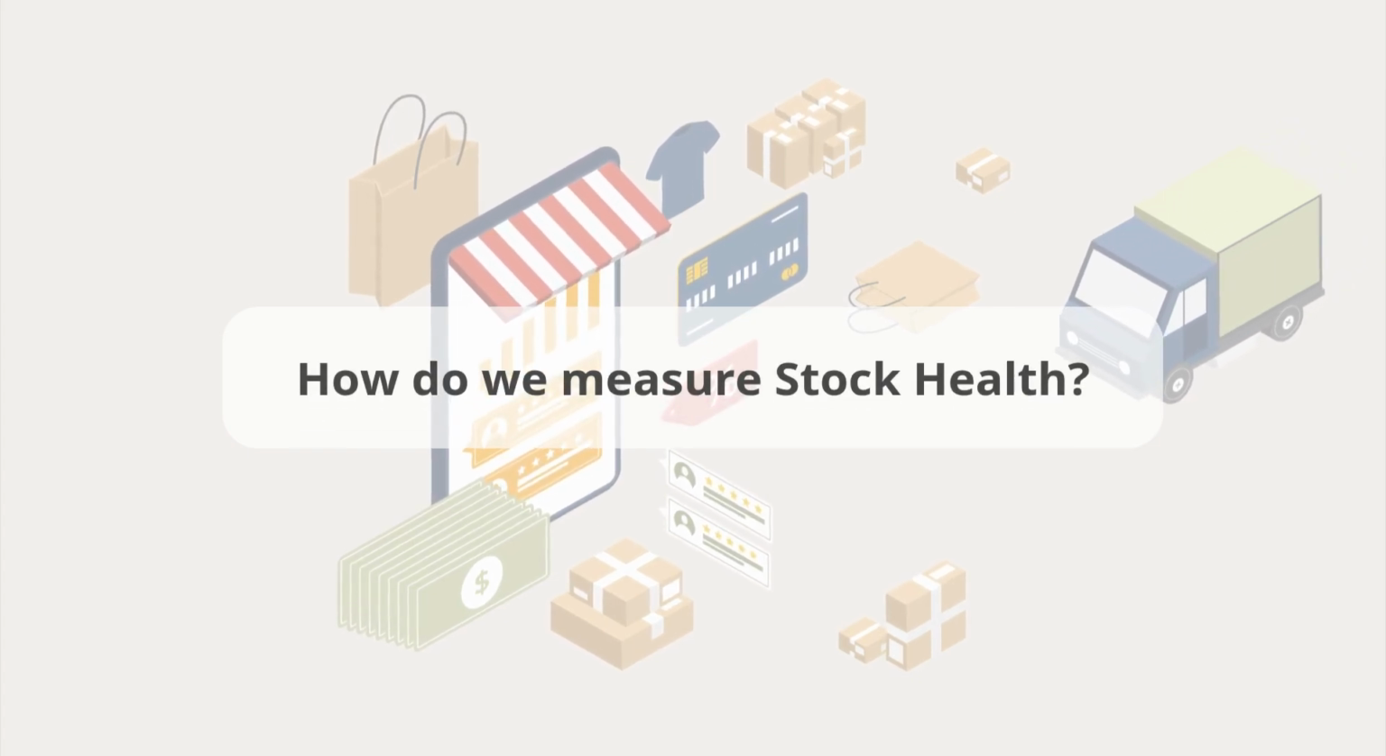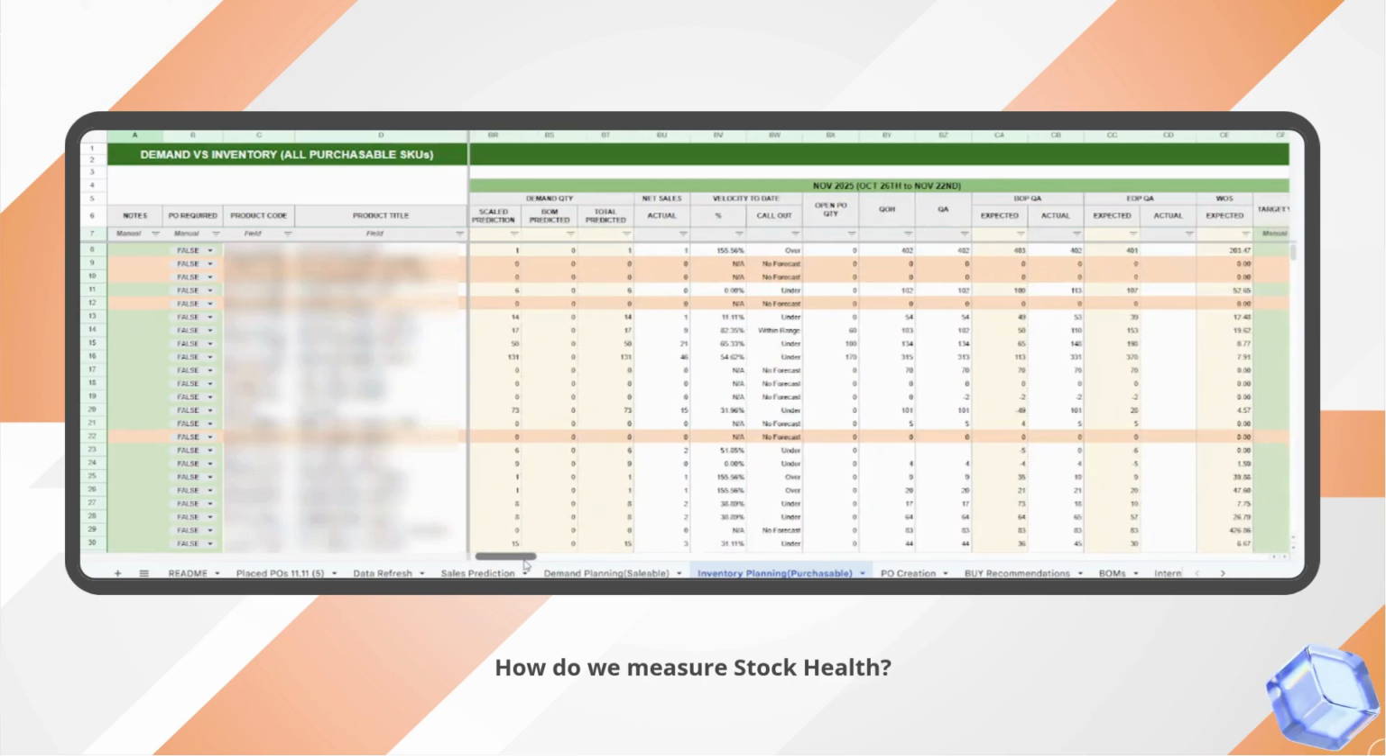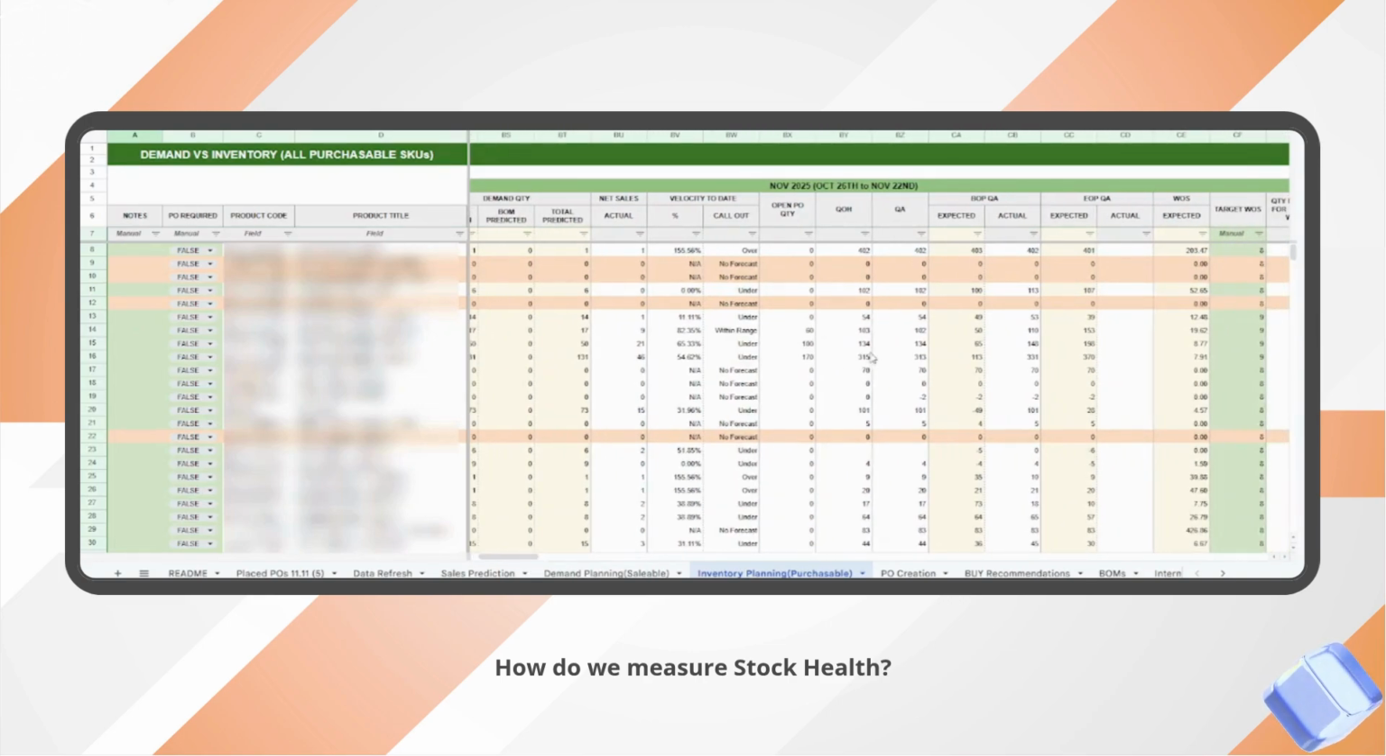How do we measure stock health? Inventory planning shows quantity on hand, open PO quantity, expected end-of-period inventory, and weeks of supply. Set any target WOS, and the sheet computes the quantity needed to meet it.